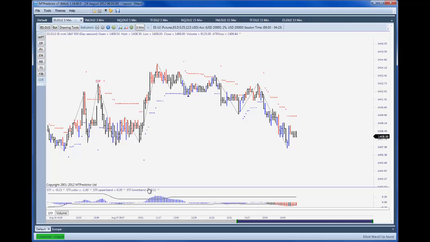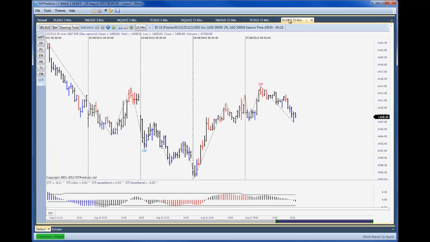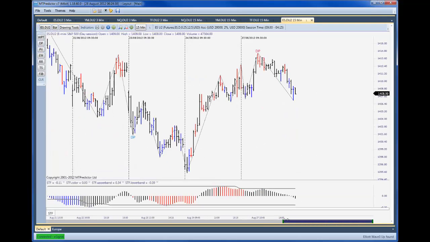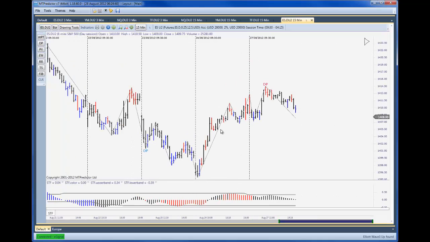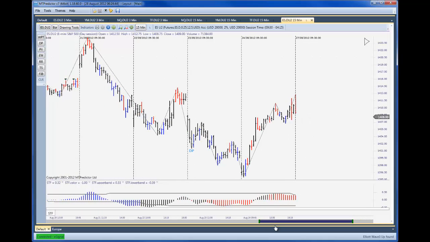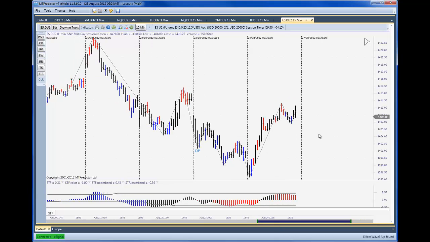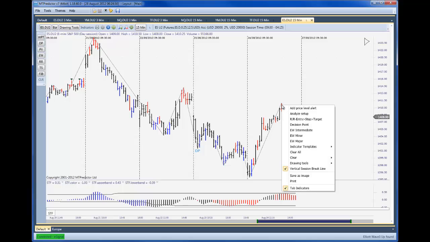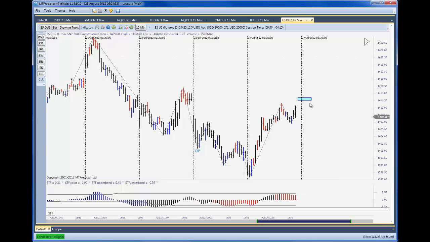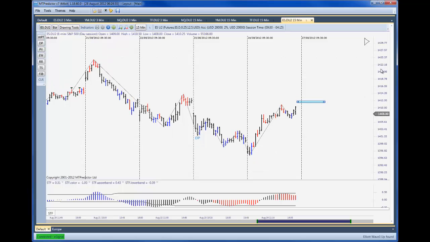So therefore we want something that we can use that's leading, and for this we use our DPs on our large degree time frame charts. To show you what I mean, let's go to the 15-minute chart. If I scroll back to before yesterday even opened, you can see we had a pivot swing on the chart here. So what I can do is put our decision point, and as you can see here, it's actually on the chart in advance. Now that's the beauty of that.